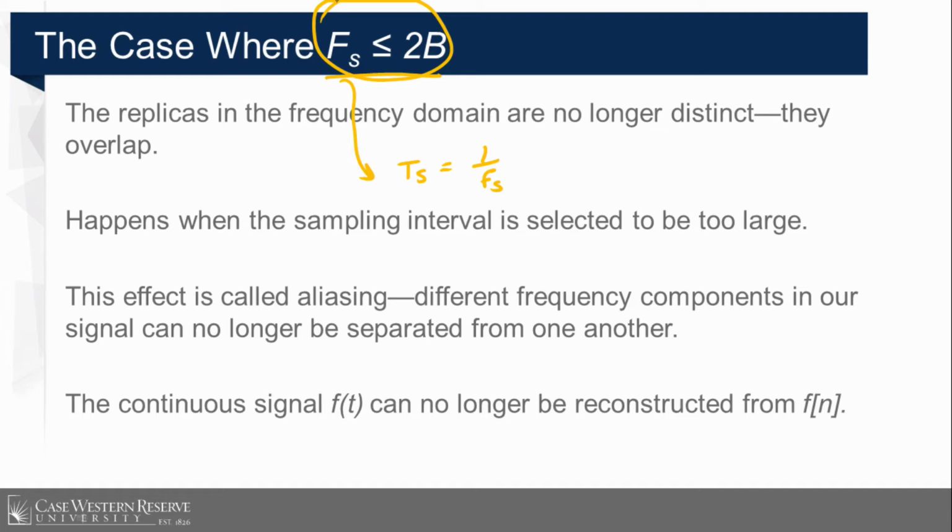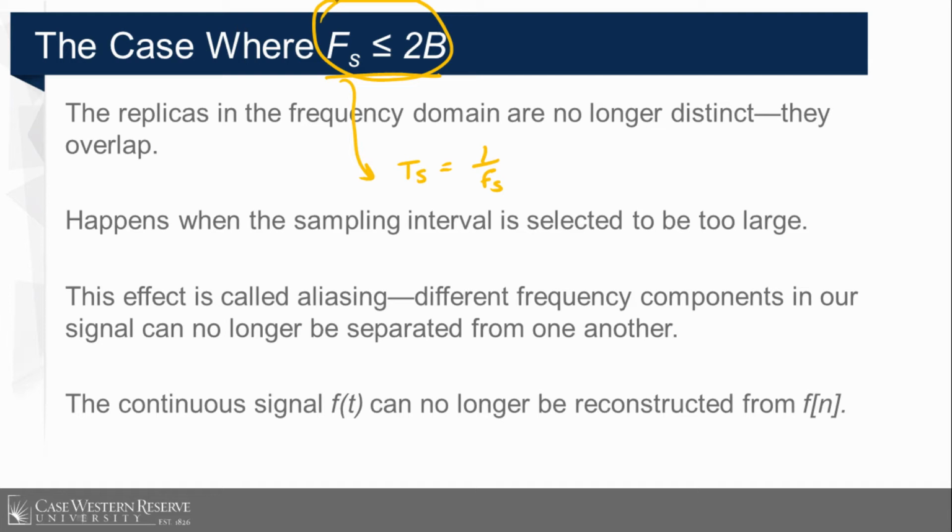So when these frequency components start to overlap in the frequency domain, this effect is called aliasing. What this means is that different frequency components in the signal can no longer be separated from one another. There are frequencies that should be represented as distinct frequencies, but they look exactly the same. The consequence this has on our actual signal in the time domain is that our sampled signal, f of n, is no longer a good representation of our continuous time signal.